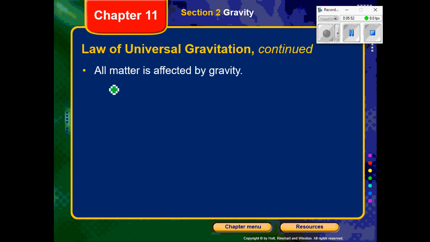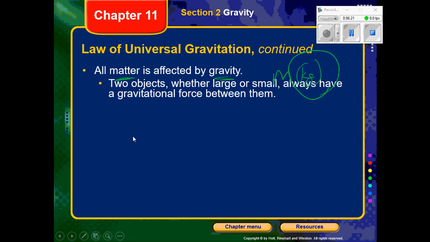Okay, so if you understood that formula, you know the M in the formula is mass in kilograms, right? And this says all matter is affected by gravity. Mass is the measure of the amount of matter. The matter is the stuff that everything's made out of.